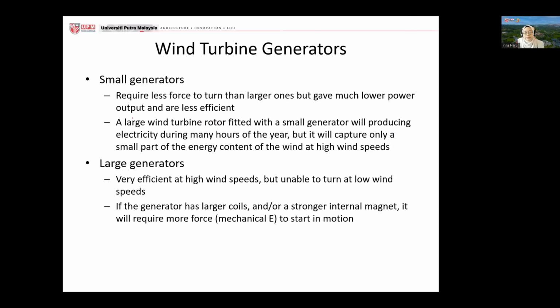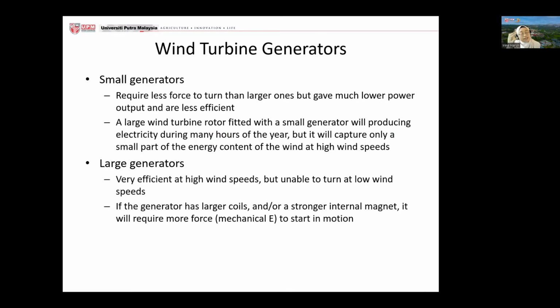If you consider a large wind turbine with a small generator, it will produce electricity during many hours of the year, but it will capture only a small part of the energy content at high wind speed, because imagine it's turning very quickly. However, the generator cannot efficiently transform that mechanical power into electricity because it's a small generator. Whereas if you have a large generator, it's very efficient at high wind speed.